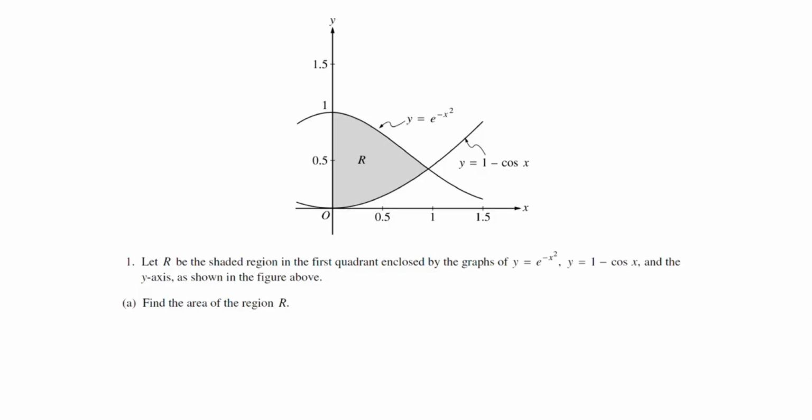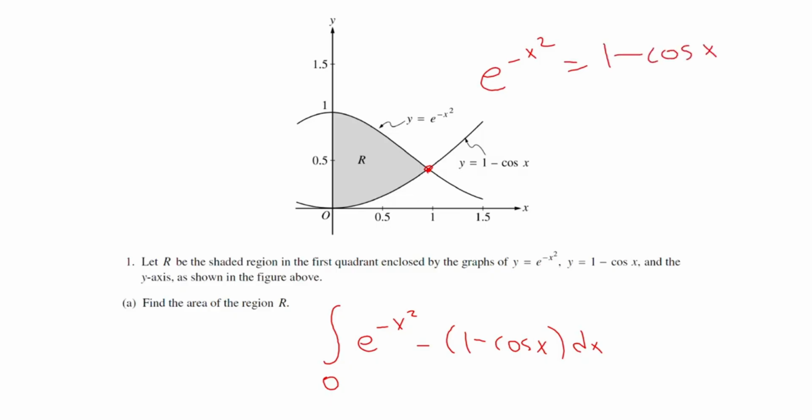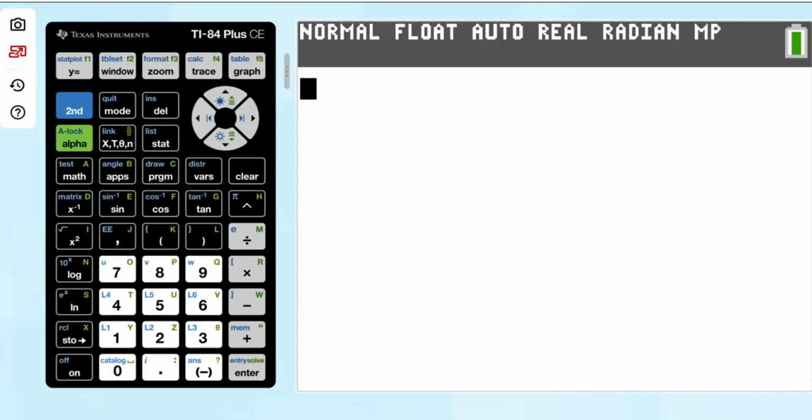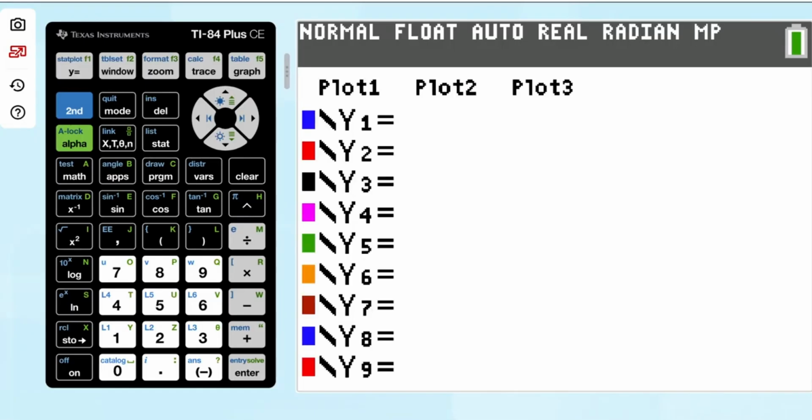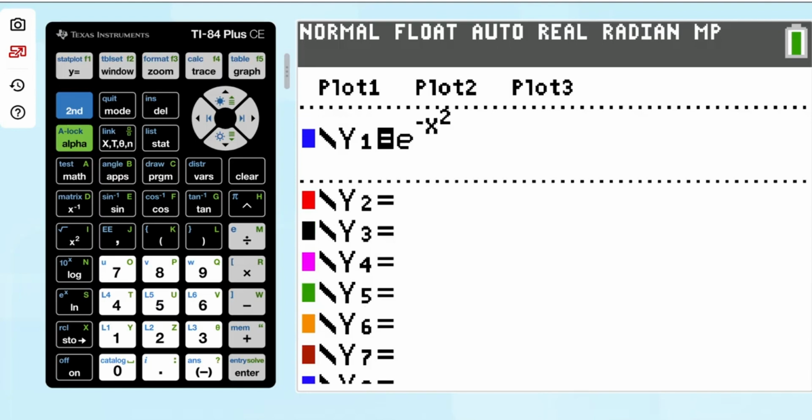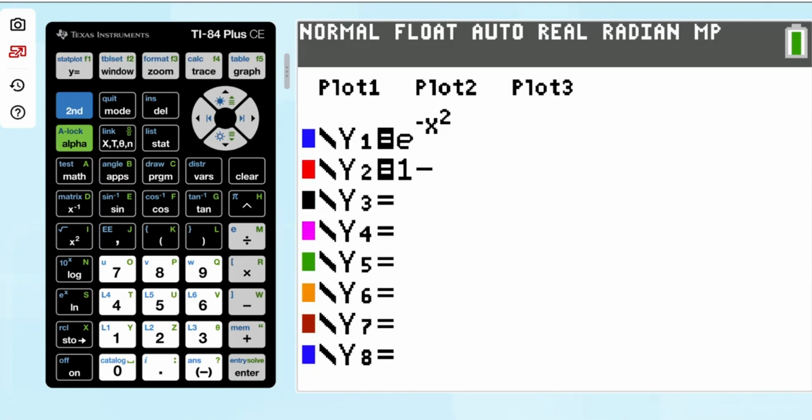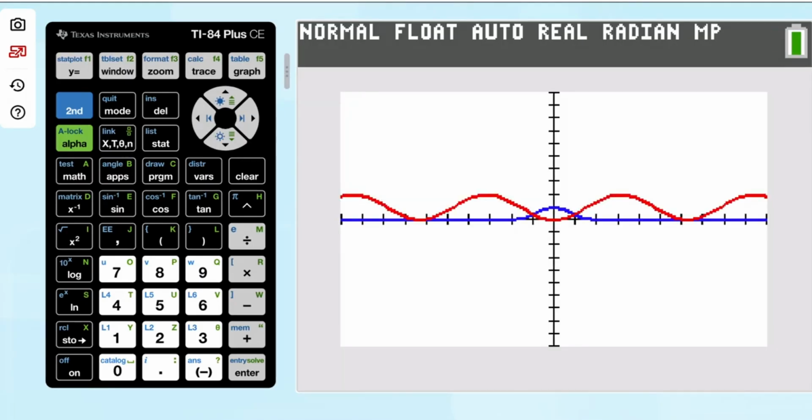And so to find that area, we just need to integrate the upper function, e to the negative x squared, minus the lower function, 1 minus cosine x, from the left bound, which is 0, to the right bound, which is wherever e to the negative x squared equals 1 minus cosine of x. So since this is a calculator question, we'll go to our calculator. We'll hit y equals. We'll graph e to the negative x squared, and we'll graph 1 minus the cosine of x. And we'll graph them both and find that first little intersection point that we were looking at.